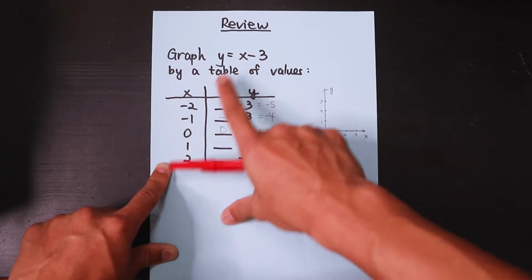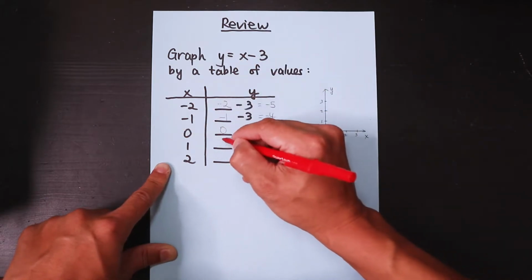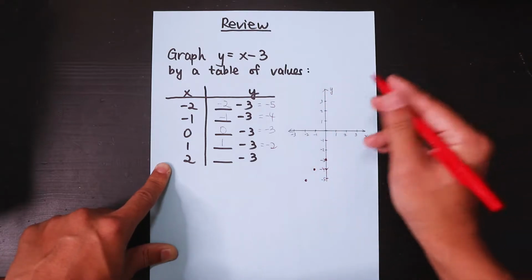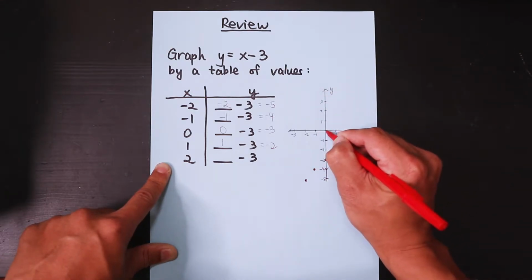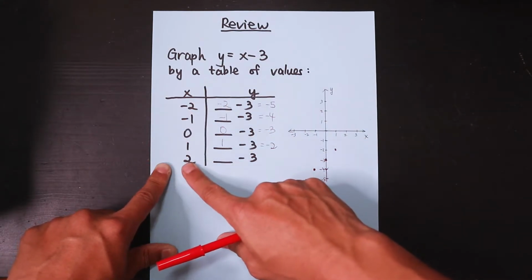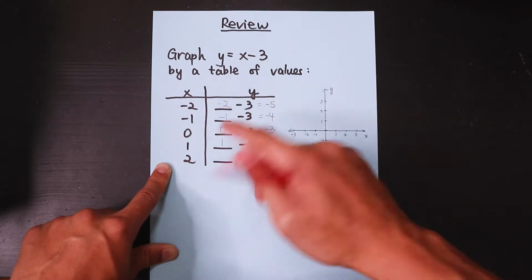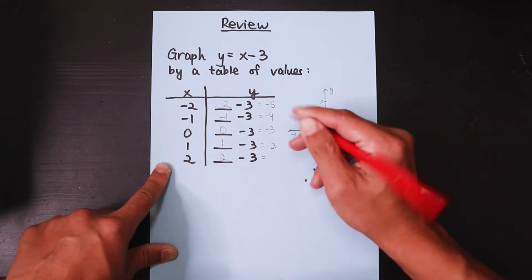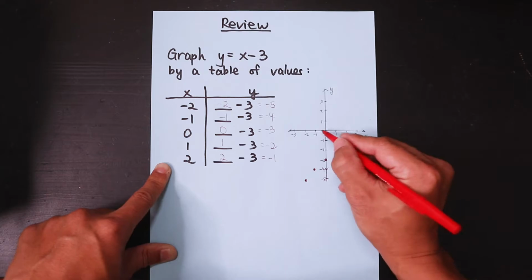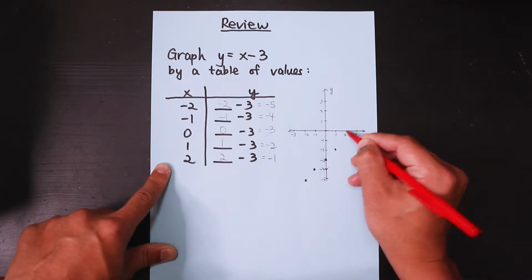When x is 1, you replace the x value with 1, so you do 1 minus 3. So 1 minus 3 is -2. So 1 comma -2, you're going to start from the origin, move to the right 1 unit, and then go down 2 units. At last, when x is 2, you're going to replace this x value with 2. So you do 2 minus 3. So 2 minus 3 is going to be -1.